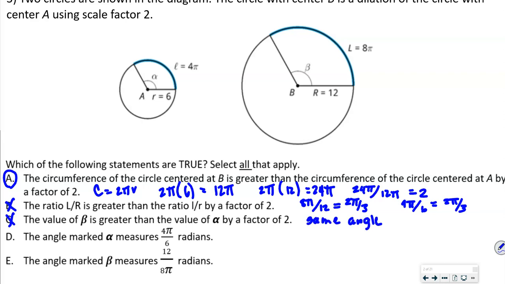The next one says the angle marked sigma measures 4 pi over 6. And we know that that's true because we computed it up here, right? Wasn't it up there? So that's true. The angle marked beta measures 12 over 8 pi. That's not true because, again, this is what we got up here. Okay, so that one's not true.